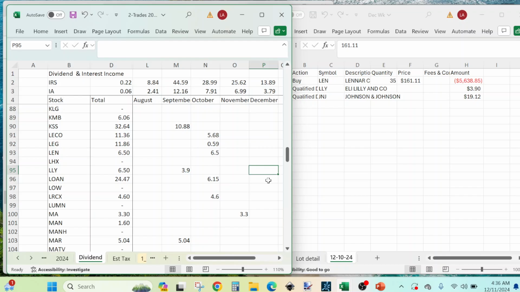So we have 3.90 for this one, and we have 19.12.